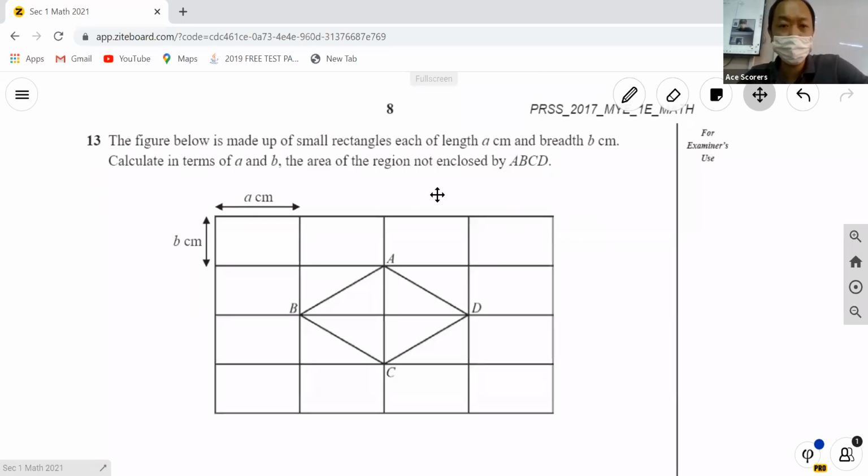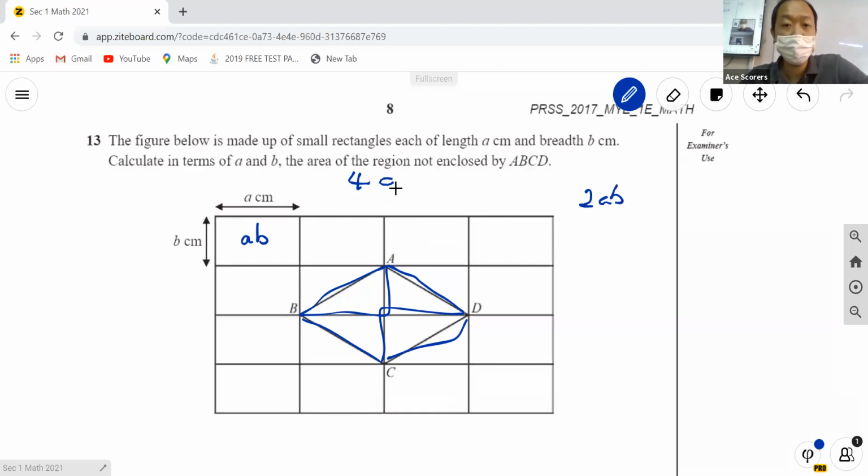Let's check Samuel's prediction. The figure is made of small rectangles, length A, breadth B. We want the area not enclosed by this. So this thing is actually how many rectangles? Four triangles is two rectangles, right? What's the area of one? It is AB, so two of them will be 2AB. Here, how many A? 1, 2, 3, 4. So the length is 4A, and the breadth is 4B.